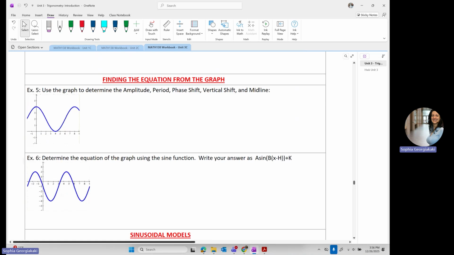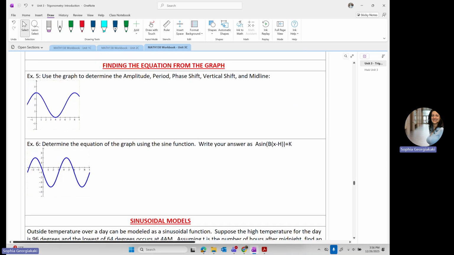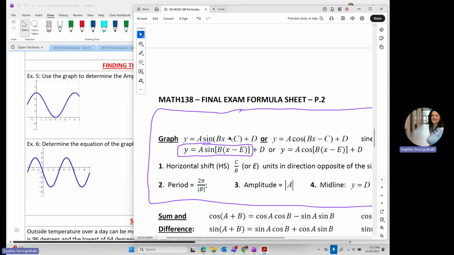We have two more examples, and this will resemble some of the homework problems. They are asking us to use a graph and determine the amplitude, period, phase shift, vertical shift, and midline. We do want to have a phase shift equal to 0. If we can, we'll make our equation simpler. If our phase shift is equal to 0, then I will have a C or E equal to 0. So I will only have a factor of x inside the function.